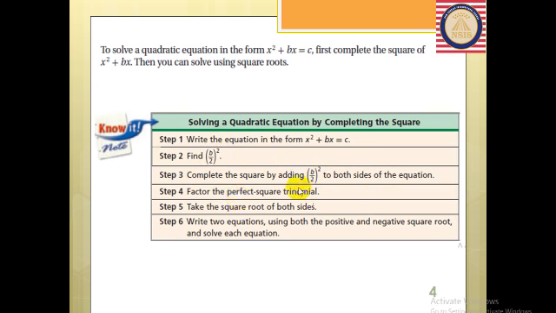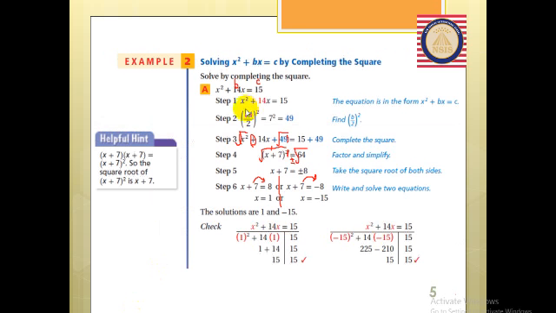How to factor it? Square root of the first and square root of the last term all power 2, and take the sign of the middle. Okay, then take the square root of both sides, and of course don't forget that I have 2 values, one positive and another negative, like this.